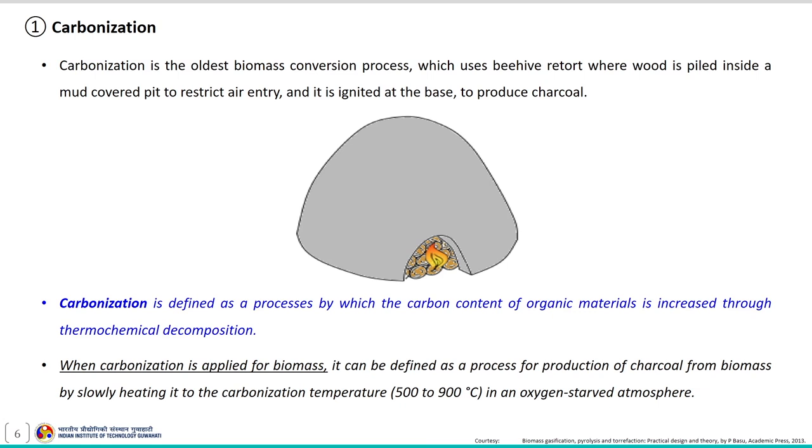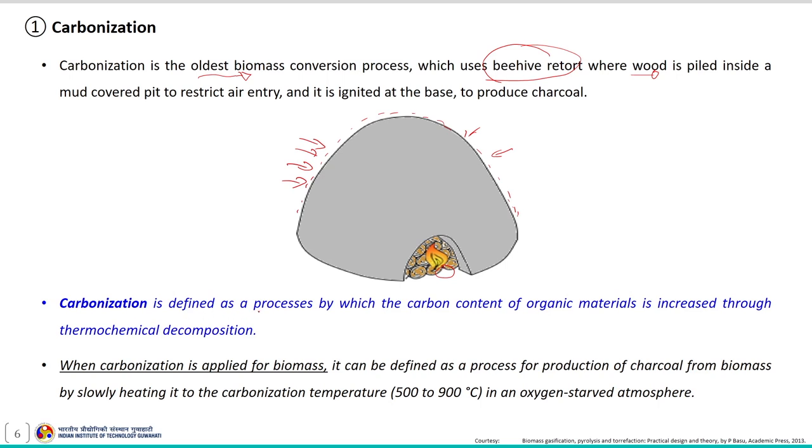Carbonization is the art of reinventing waste biomass into carbon or energy rich charcoal, and it is the oldest biomass conversion process, which uses a beehive retort, where wood is piled inside a mud covered pit to restrict the entry of air, and it is ignited at the base to produce the charcoal.